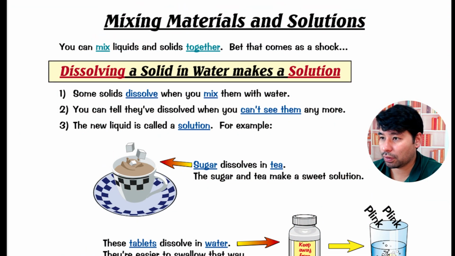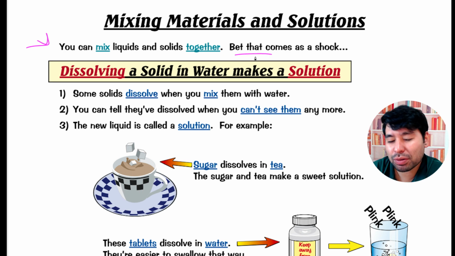And so follow me. Okay, we're going to move on to this part here. You can mix liquids and solids together. Bet that comes as a shock. Yeah, I mean, it's possible to mix liquids. É possível misturar líquidos e produtos ou materiais sólidos, ok? Quando ele fala bet that comes as a shock, ele fala assim, eu aposto que isso veio como um choque para você, tipo, foi algo inesperado, right?